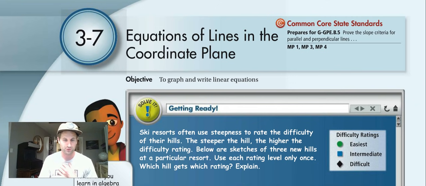But let's get started. 3.7, equations of lines in the coordinate plane. Yes, we are talking about equations, so we're going back to basically Algebra 1. This is going to be legit. So our goal today is to graph and write linear equations. Alright, let's get to our stuff.